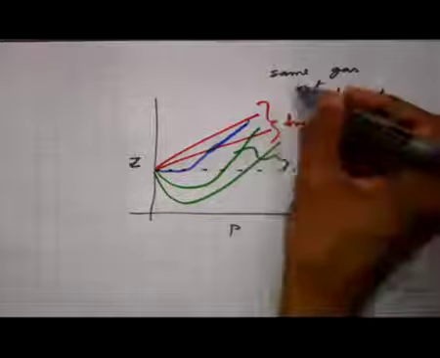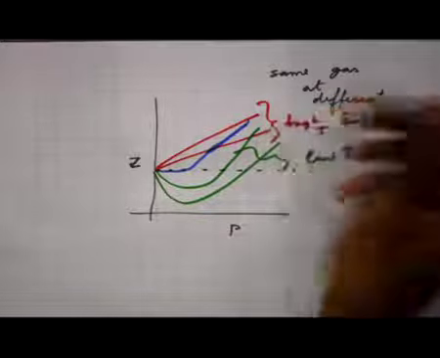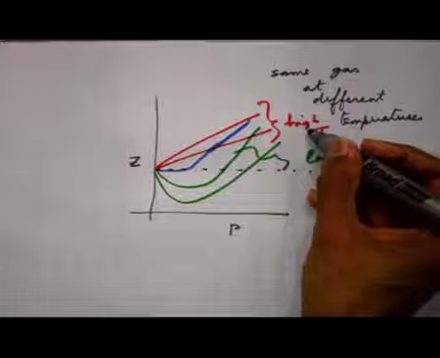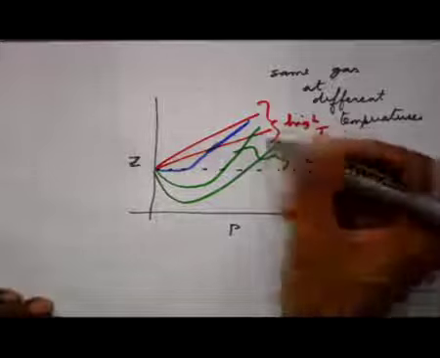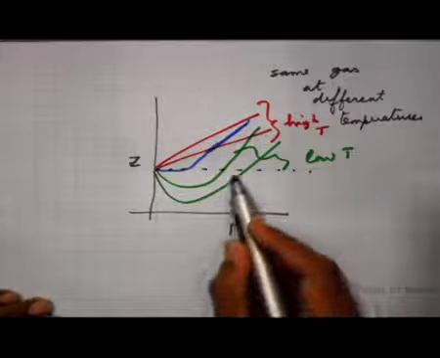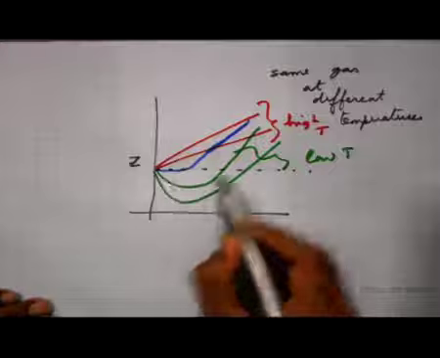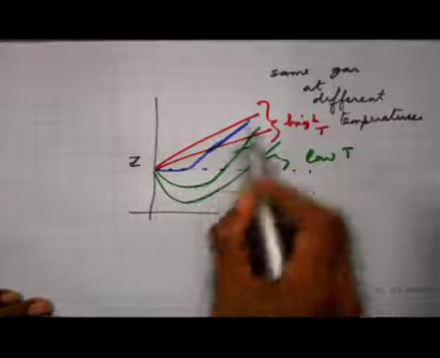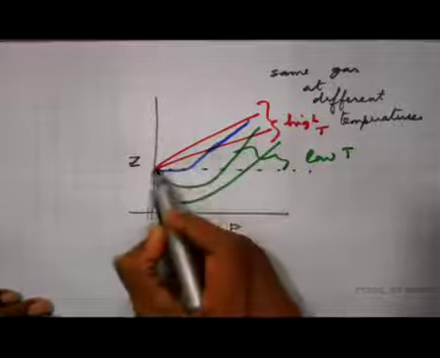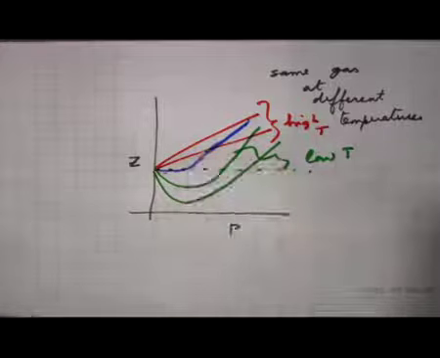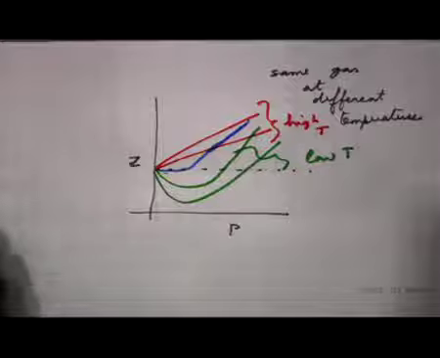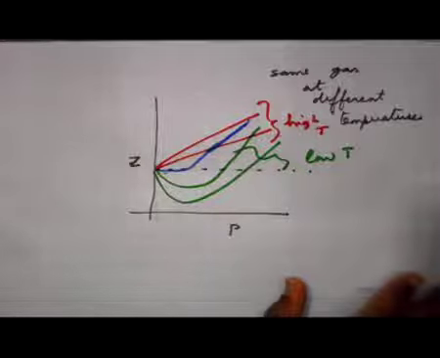So, there are two. The same gas, so I am looking at the same gas at 3 different sets of temperatures: high T, which I have represented in red, where Z is always greater than 1, low T, where it goes less than 1 and then increases, and then some temperature over which Z is equal to 1 for a reasonably large range of pressures. So, this is the kind of behavior that one observes. So, this is the experimental observation.